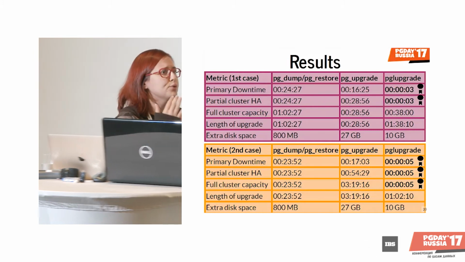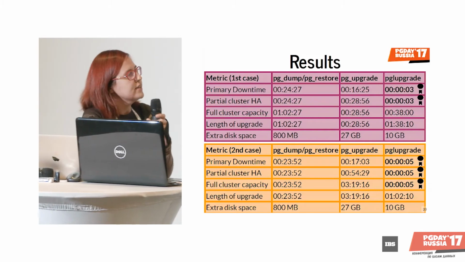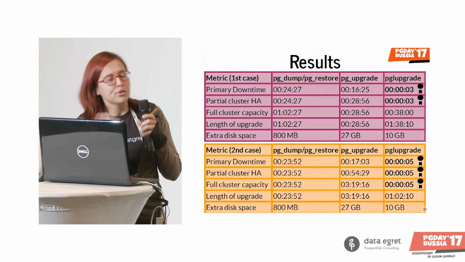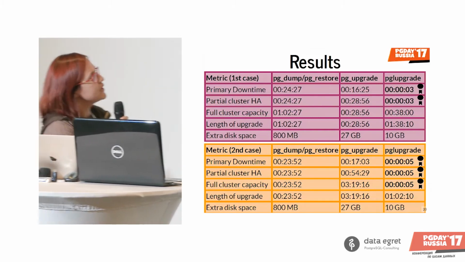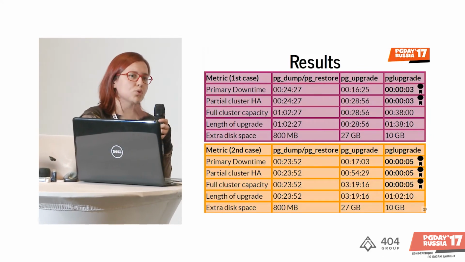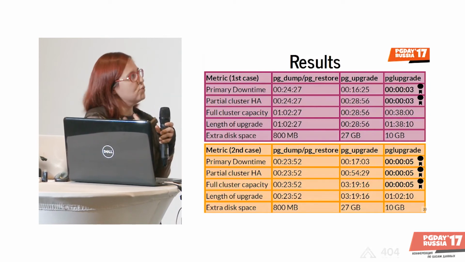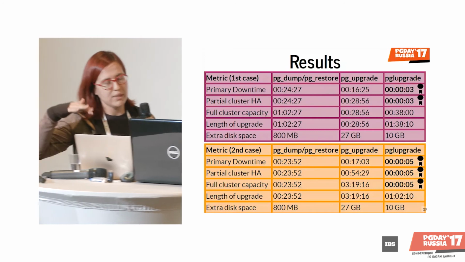I said that if you have one master and one standby, it's okay. I mean, if something goes wrong, you still have standby. That was the limit for that. And for full cluster capacity, it's how your cluster normally works. So it's full time, everything is working at full capacity. Then it turns to that level.